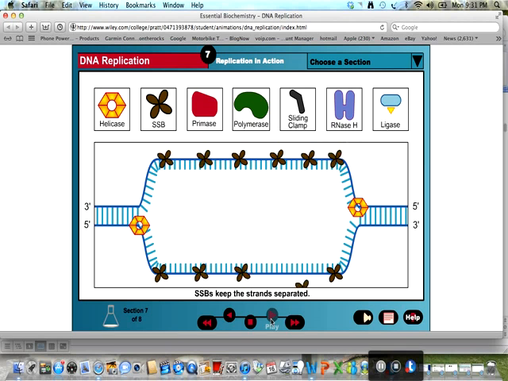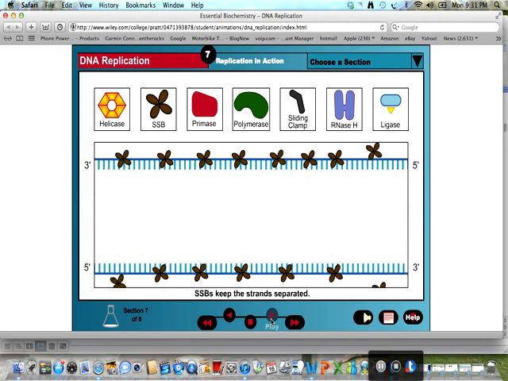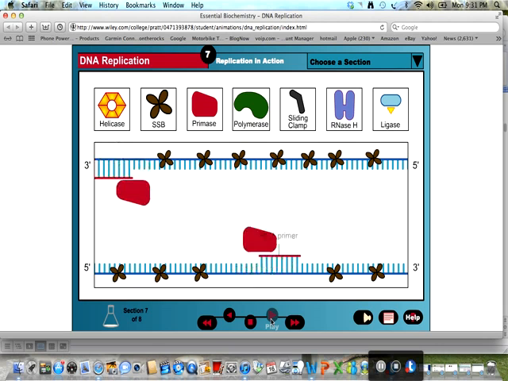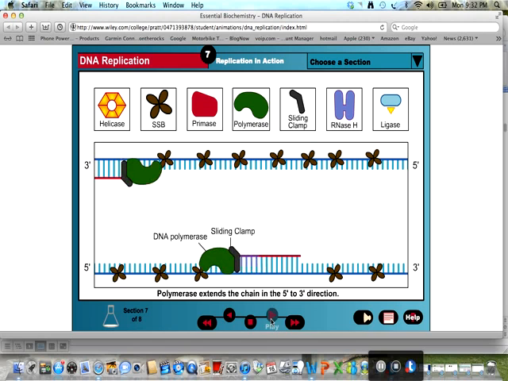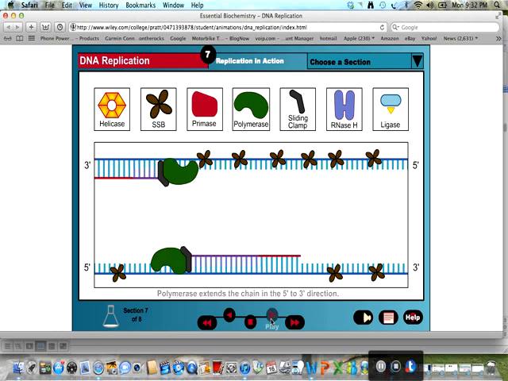Single-strand binding proteins, or SSBs, coat the single DNA strands to prevent them from snapping back together. SSBs are easily displaced by DNA polymerase. The primase enzyme uses the original DNA sequence as a template to synthesize a short RNA primer. Primers are necessary because DNA polymerase can only extend a nucleotide chain, not start one. DNA polymerase begins to synthesize a new DNA strand by extending an RNA primer in the 5' to 3' direction. Each parental DNA strand is copied by one DNA polymerase.